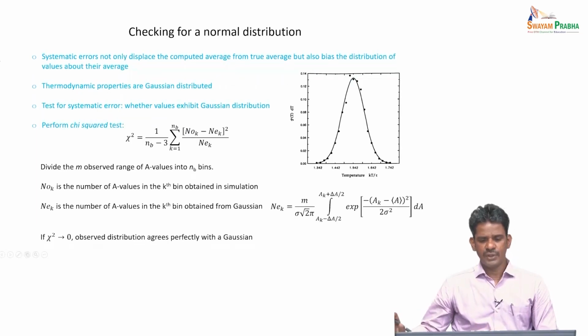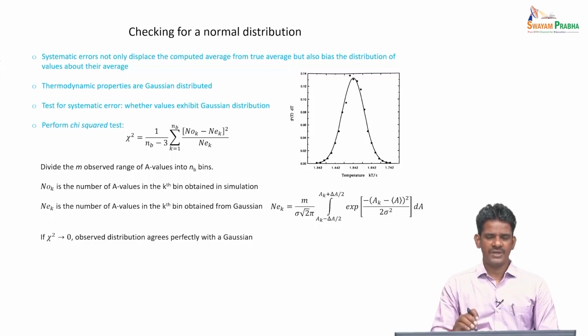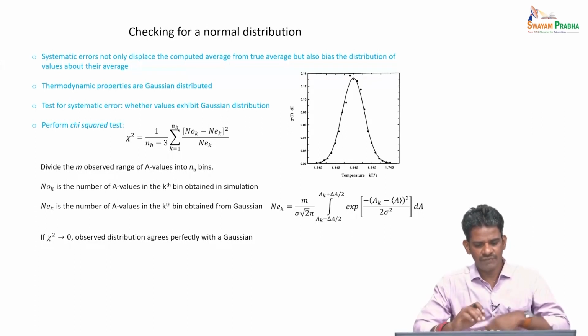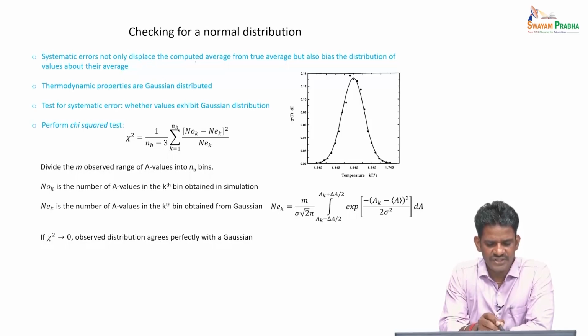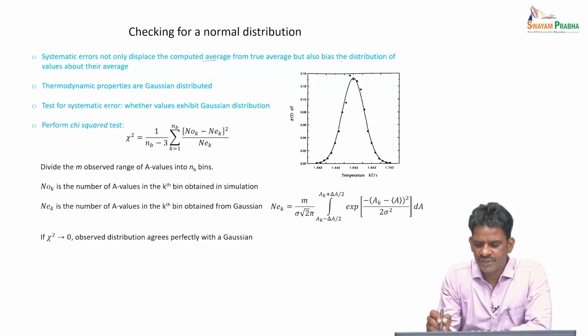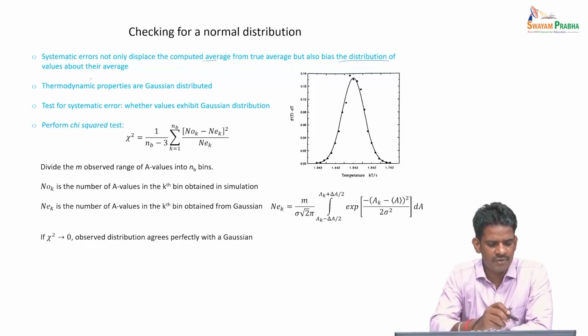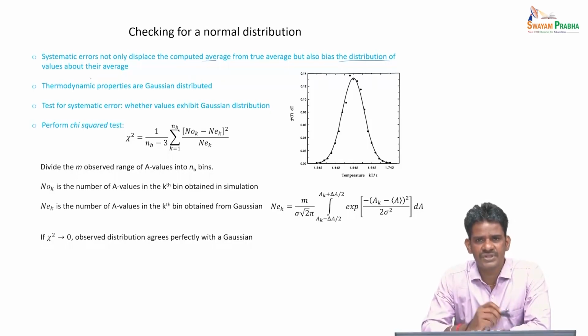One of the simplest things we can do is check whether a certain measurement that we make in the simulations does follow a Gaussian distribution or not. We have already established that any property that we calculate in MD simulation under equilibrium should have a Gaussian distribution. So now we can check whether such a distribution is established or not. The way we do that is, we know that the systematic error not only changes the computed average, but also biases the distribution about the average. So we know the distribution has to be Gaussian, and now we can check whether the distribution is actually Gaussian or not.